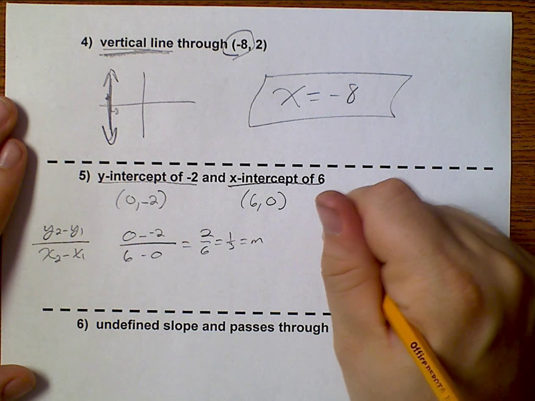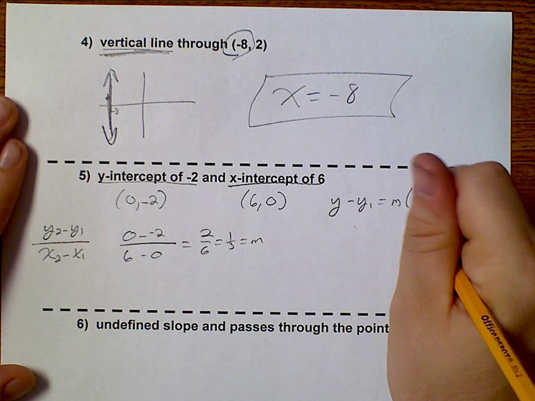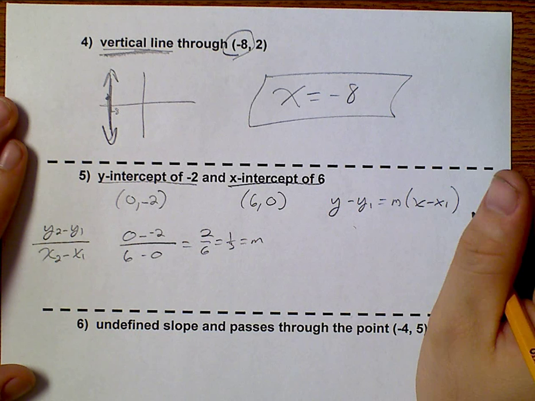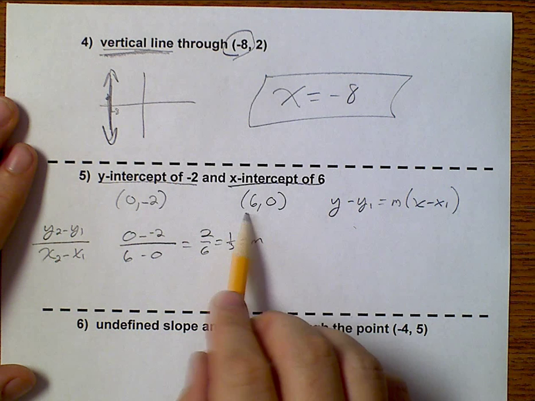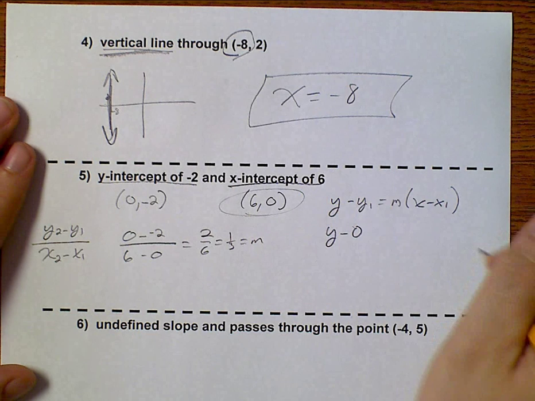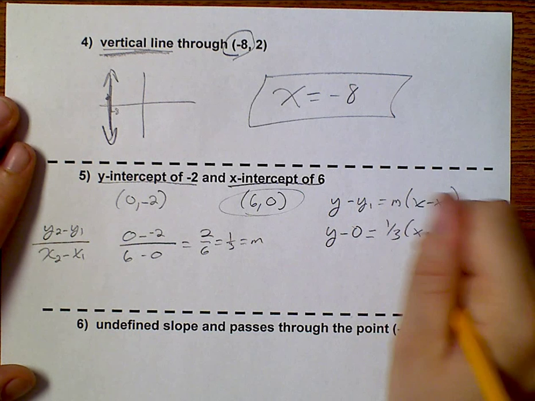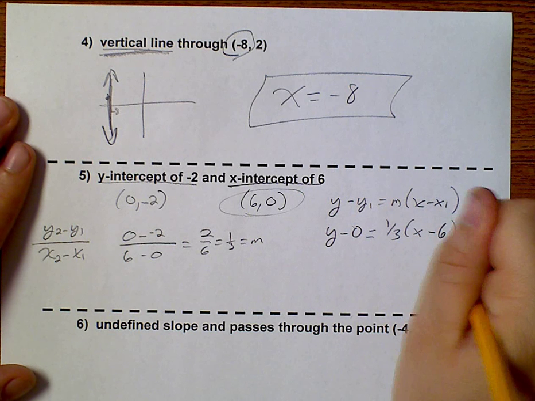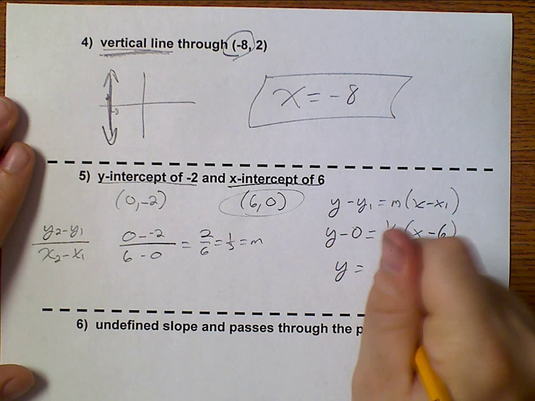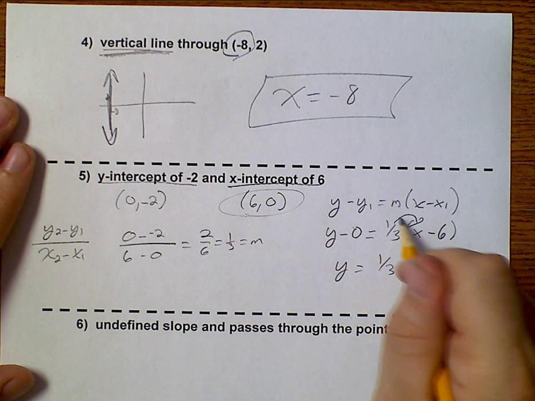So y minus y1 equals m times x minus x1. I'm going to go ahead and just use this point right here, because y minus 0 is very nice. It equals 1/3 times x minus 6. And so this just becomes y equals 1/3 x minus 2 when I distribute.